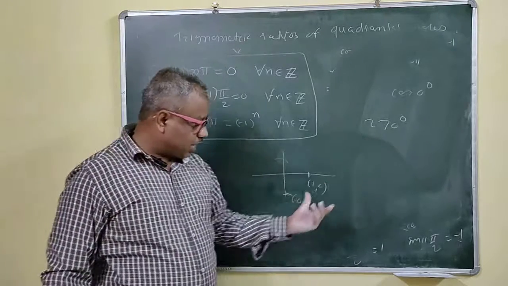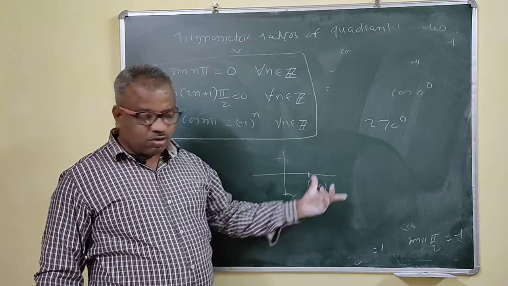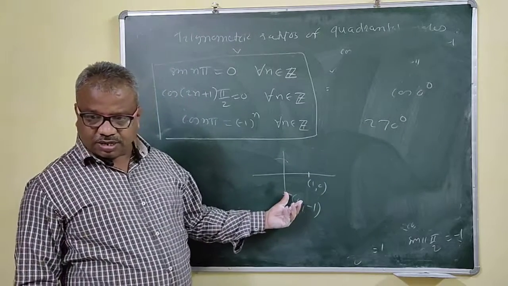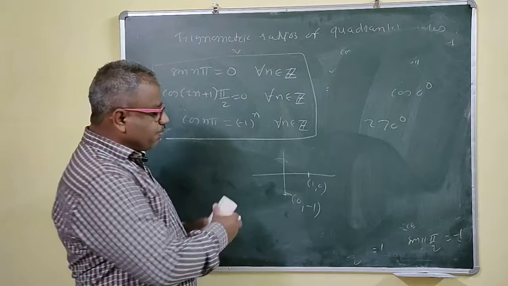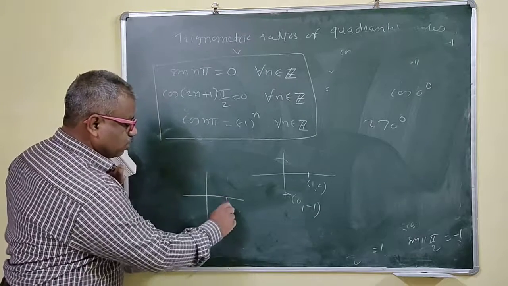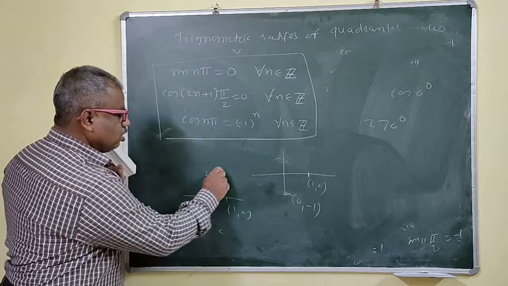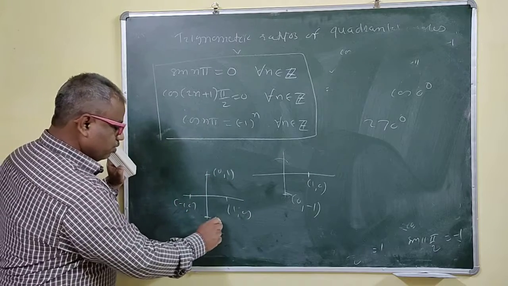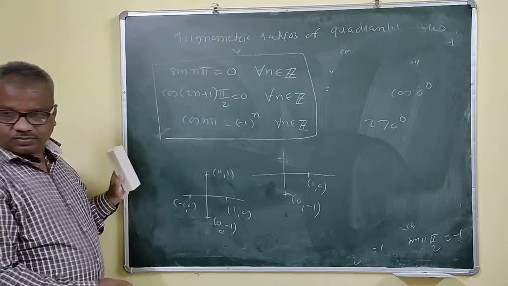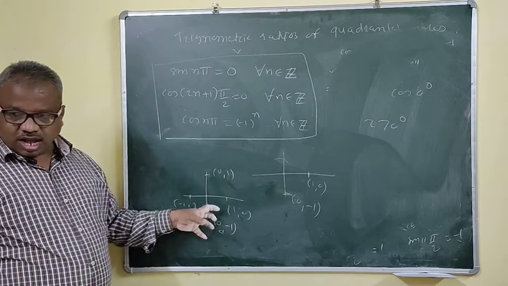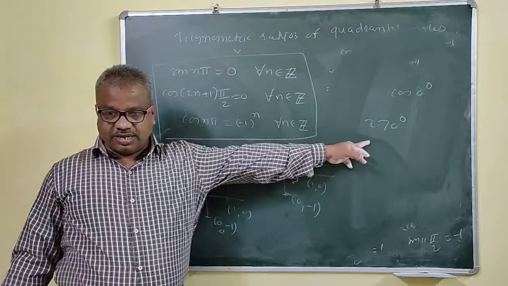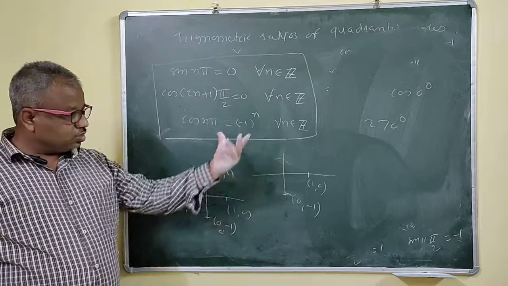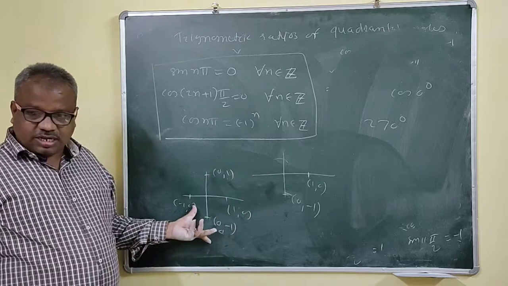That means sin 270 degree will be -1, and cos 270 degree will be 0. So just remember these points, they are very important. This is (1, 0), this is (0, 1), this is (-1, 0), this is (0, -1). If you remember these points and the angle is a multiple of 90 degree, then go on the axis. This is 270 degree, that means you are on the negative axis.